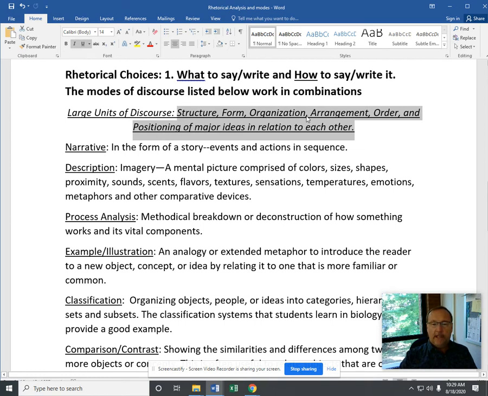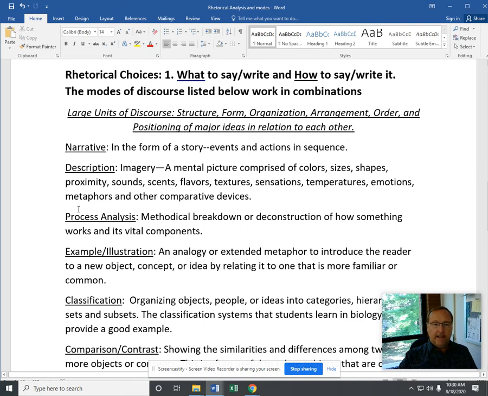How do you organize your ideas? What do you say first to sort of get your reader's attention, to get your readers acclimated to the message, and how do you put those in a logical progression of ideas?